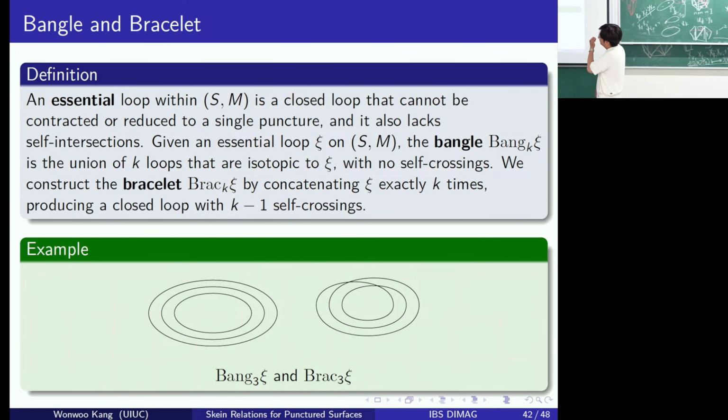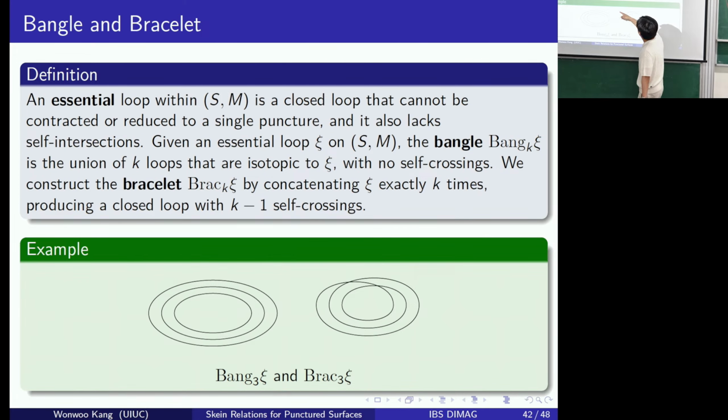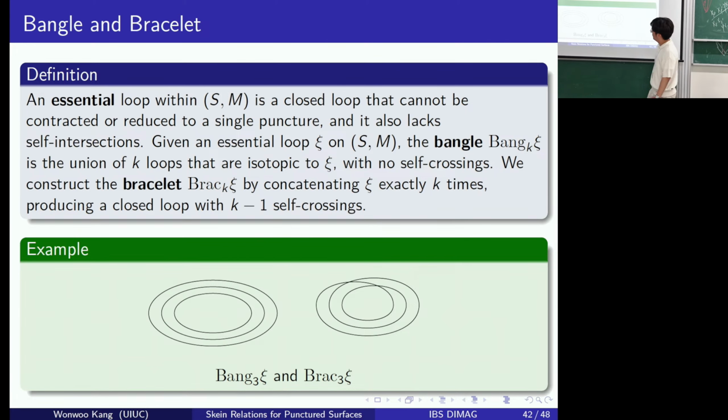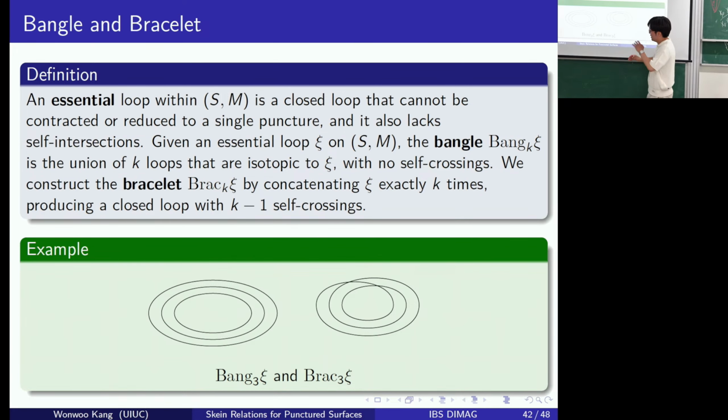So this is called the essential loop, and a bangle is just a copy of them into k parts. You make k copies of them and arrange them like that, and the bracelet is where you are not copying, but you basically go around it and make a self-intersecting curve. So here, I copied psi 3 times and arranged them so that they will not be intersecting each other. And bracelet 3 is encircling this area 3 times, but it's just one curve.